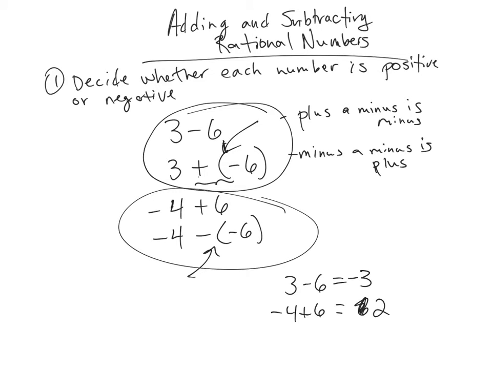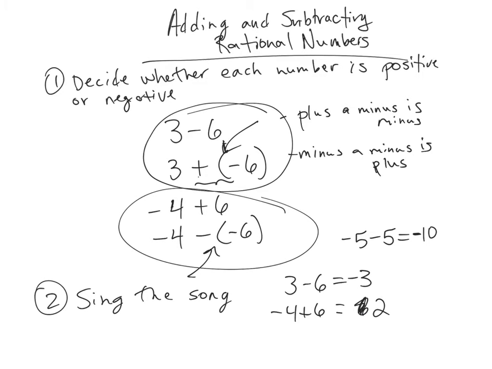Okay, so that's step 1. Determine whether it's positive or negative. Step 2, if you're taking notes here, which you should be, is sing the song. Okay, and in understanding rational numbers it's very important that you kind of get the hang of understanding why this works. For instance, same signs add and keep. Well, if I start at negative 5 and I go more negative by 5, those are both negatives, so they are same signs. I go more negative, then I am getting a larger negative number. Therefore, I add and keep.